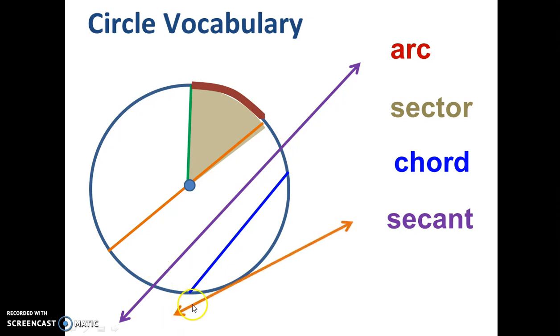And then we have this orange line. It also goes forever in both directions. It touches the circle only at 1 point. That is called a tangent line.